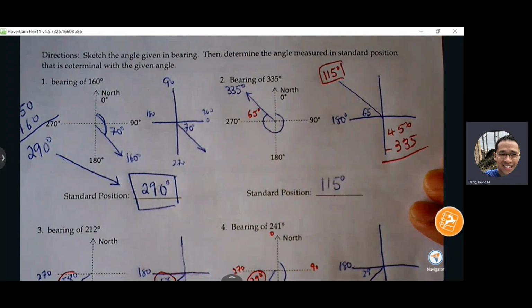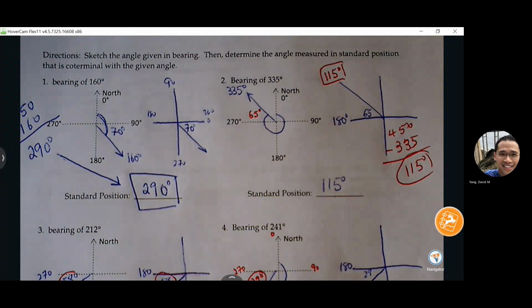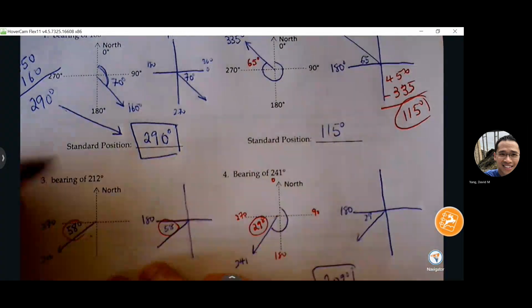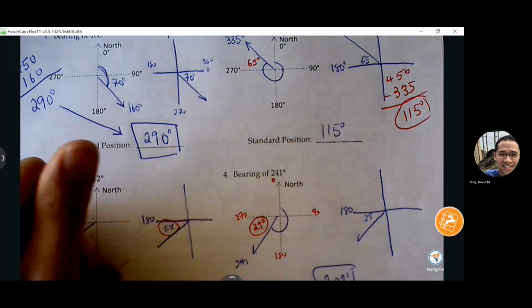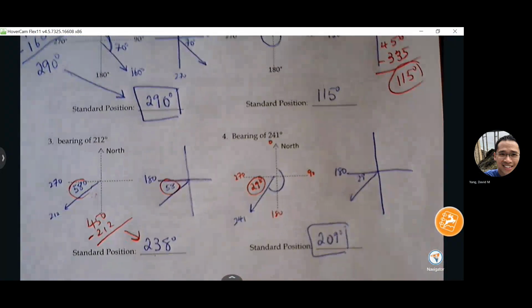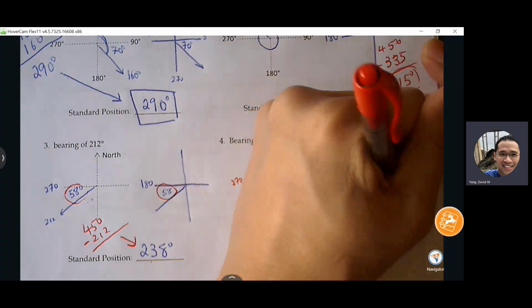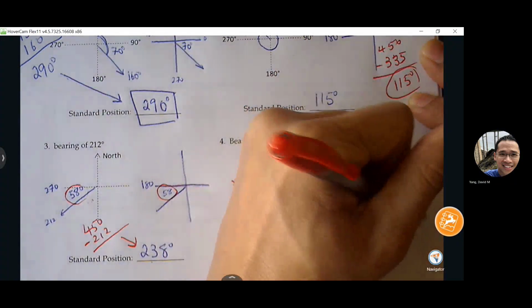450 minus 335 gives us 115. Great, thank you. Bearing of 212: 450 minus 212 gets us 238. Bearing of 241: 450 minus 241.